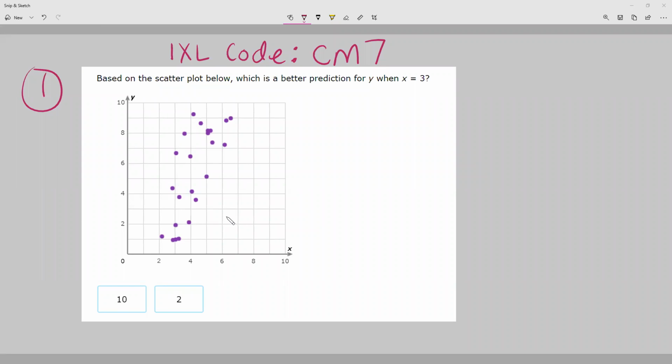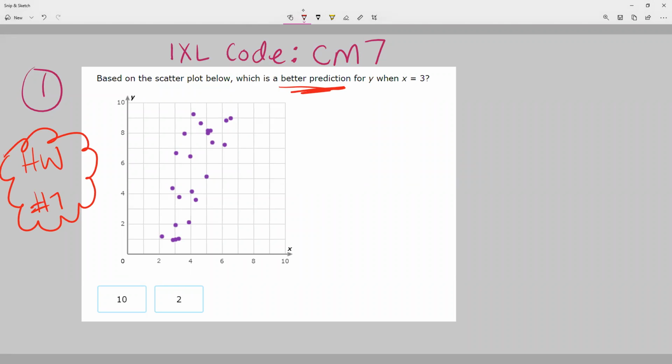All right, so I wrote the IXL code up here for this first topic. It's CM7, and this is for homework number 7. It's basically for the first topic, which actually goes into the second topic a little bit too. They're asking you to make predictions, and so these are estimates.